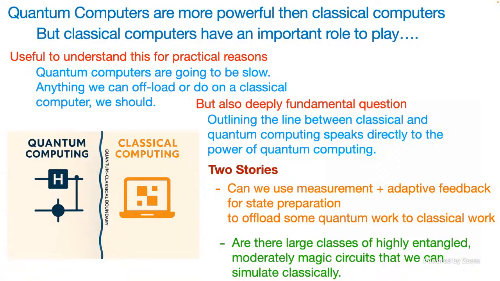Okay, but beyond that, I think that answering the question, what is the dividing line between what quantum computers can do and what classical computers can do, is a deeply fundamental question. One of the most deep fundamental questions of our universe. Really, it speaks to the question of what is possible efficiently in computing. Right? What is the power of quantum computing? Where is it coming from?